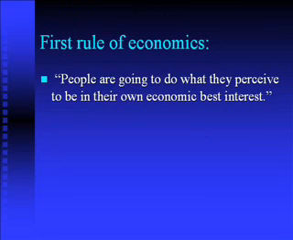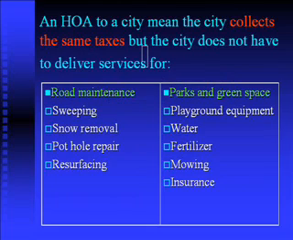First rule of economics: people, including cities and corporations, are going to do what they perceive to be in their own financial best interests. An HOA to a city means that the city collects the same taxes, but the city does not have to deliver the services, for example, road maintenance, sweeping, snow removal, pothole repair, and resurfacing. That's left up to the HOA. And they get to include the parks in the HOA as part of their green space for the entire city, but they don't have to maintain the playground equipment, water, fertilizer, mowing, or insurance. So cities love HOAs.